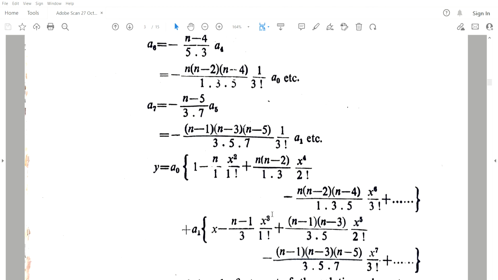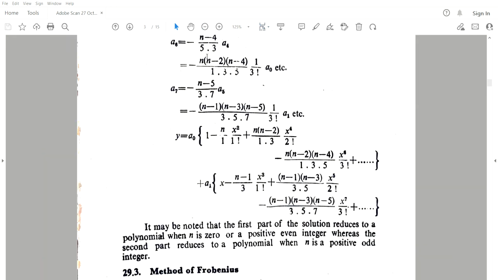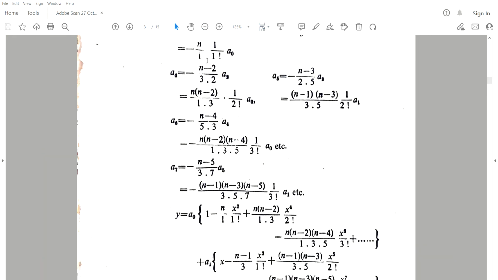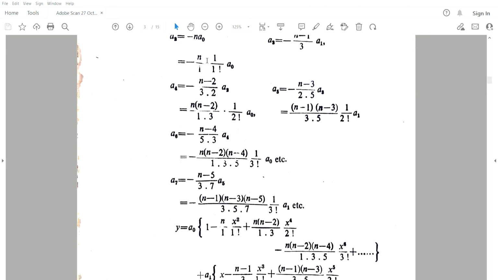See, all the even terms have the coefficient a0, and all the odd terms a1. So let me scroll down a bit. Yes, see, a0 is your first term, the second term is a1, then a2, a3, etc.